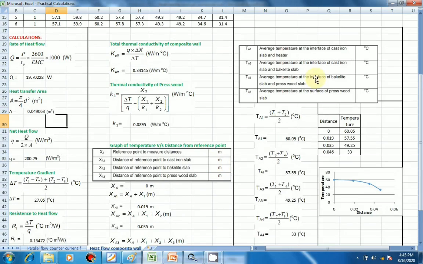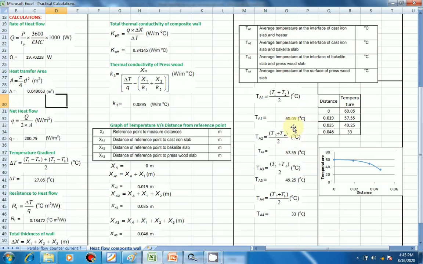Then we find the average temperature. So here TA1 is the average temperature at the interface of cast iron slab and heater. Okay, then TA2 is nothing but what? It is the average temperature at the interface of cast iron slab and the bakelite plate. Then TA3 is nothing but the average temperature at the interface of bakelite slab and the press wood, while TA4 is the surface temperature of the press wood. So this is the equation for TA1, which is T1 plus T2 divided by 2. So we got its value to be 60.5 degrees Celsius.